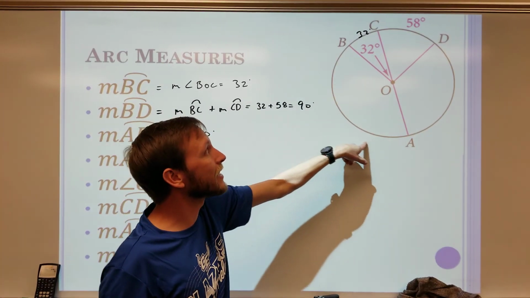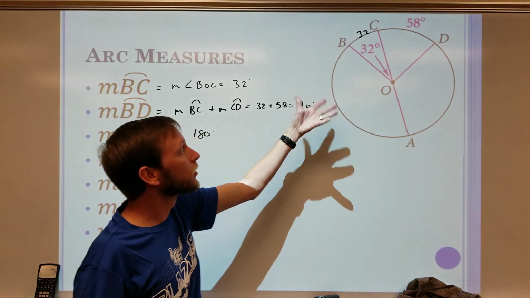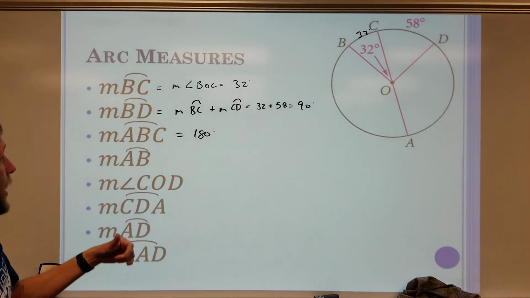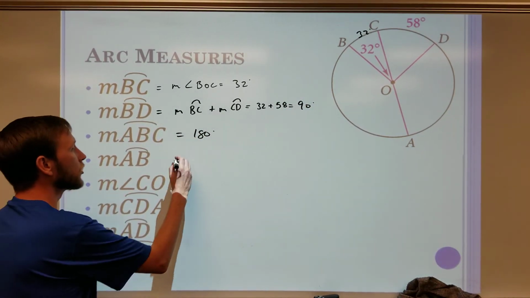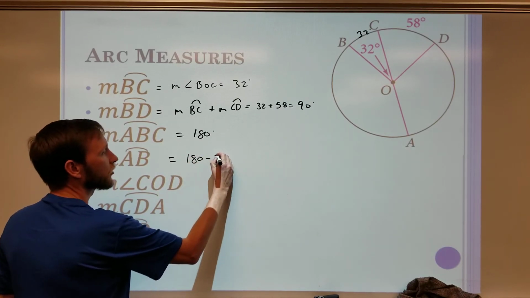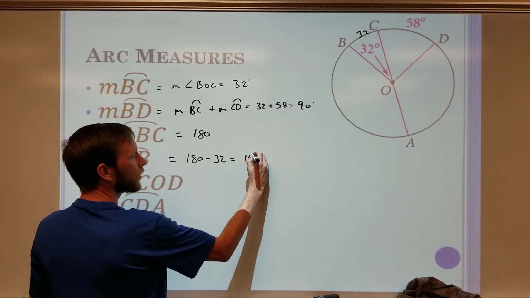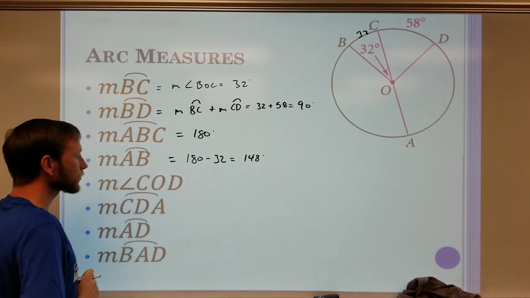Or we could take the semicircle, 180, and subtract the measure of arc BC, to find the measure of arc AB. So there's a couple different ways that we can do that, but essentially what we're going to do in the arithmetic process is we are going to subtract 32 from 180 to get 148 degrees.